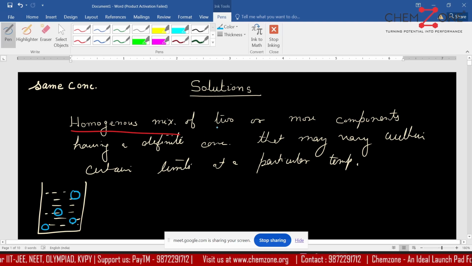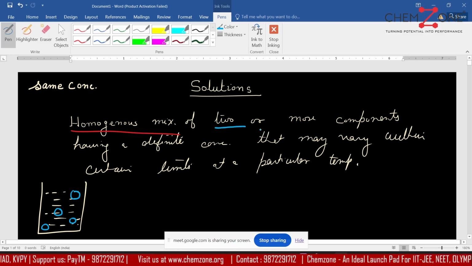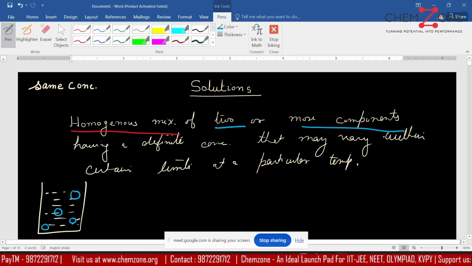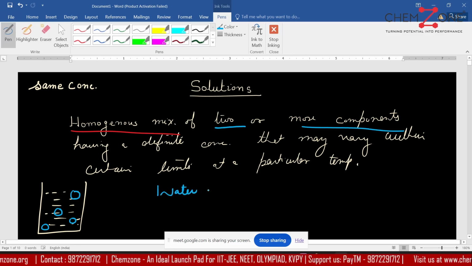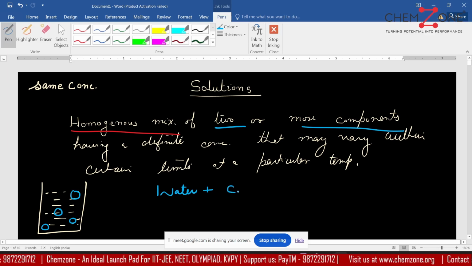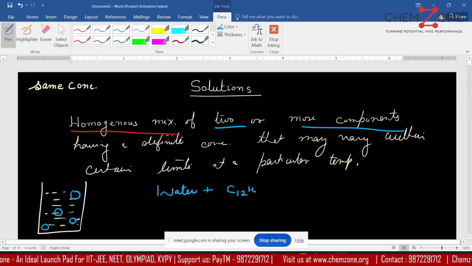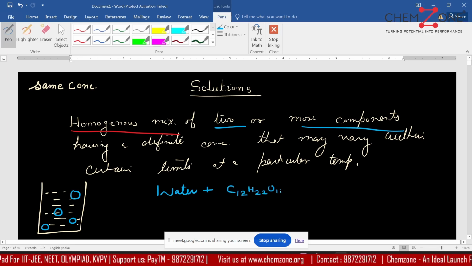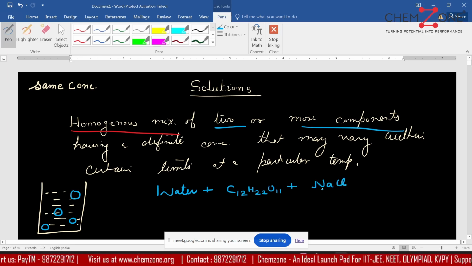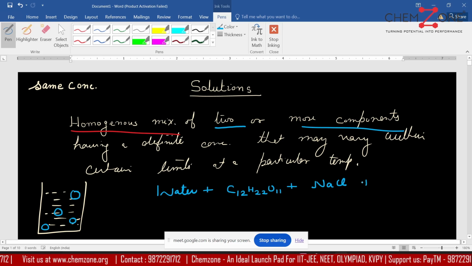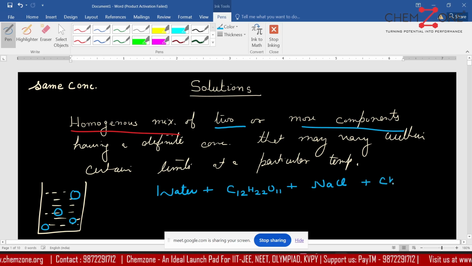And the second part is that it is made up of two or more components. Suppose I have water. To this water I have added sugar, C12H22O11, and I have added sodium chloride. So I have added three components. I am adding here some acetic acid.